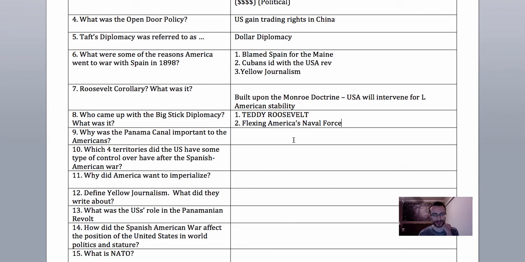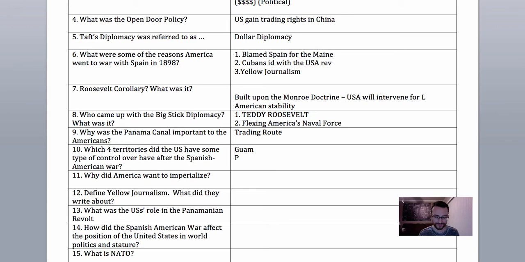What was the Panama Canal, or why was it important to the Americans? Trading route. You can put trading route, easier to get to the other side of the ocean. That's fine too.